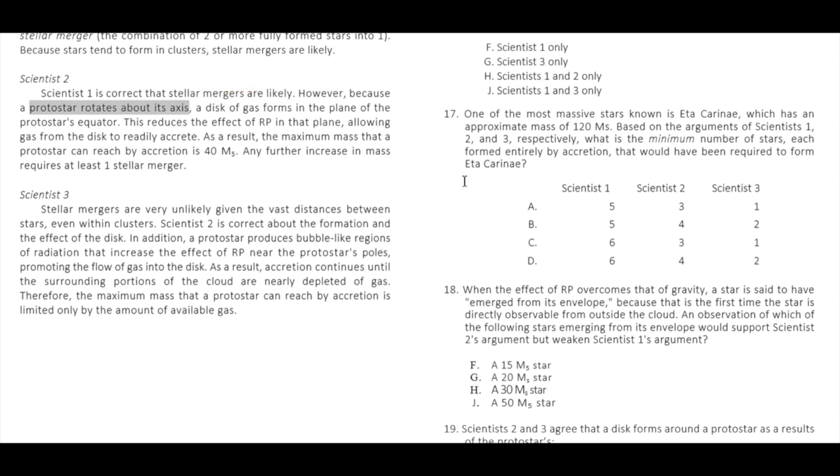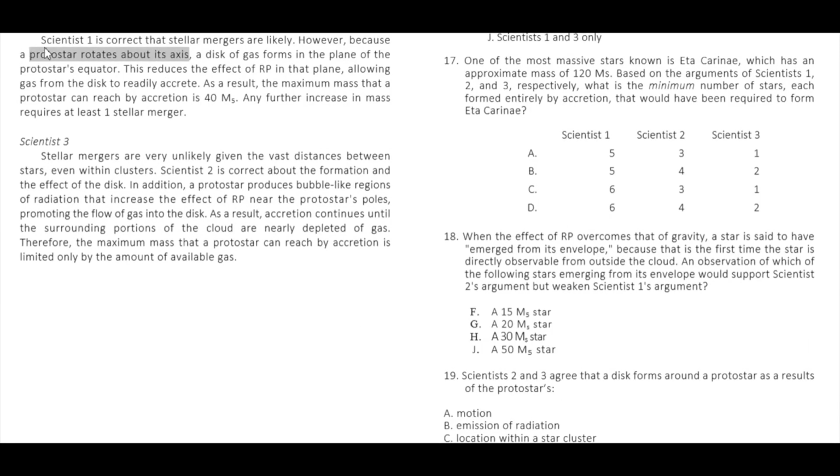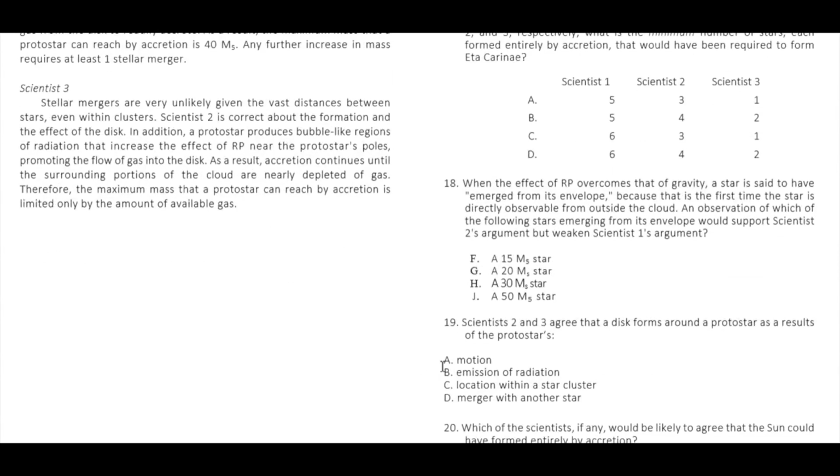Let's go down and look at the possible options for question 19. As a result of the protostar's motion, emission of radiation, location within a star cluster, or merger with another star. Okay, so neither of them really mention radiation or location within a star cluster. They do mention merger with another star, but that's not about how the gas disk forms. We scroll back up and look at scientist 2, and what we highlighted: a protostar rotates about its axis. That's a motion, and therefore the correct answer is A for question 19.